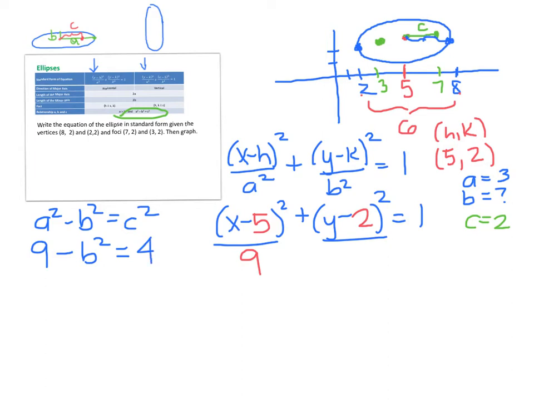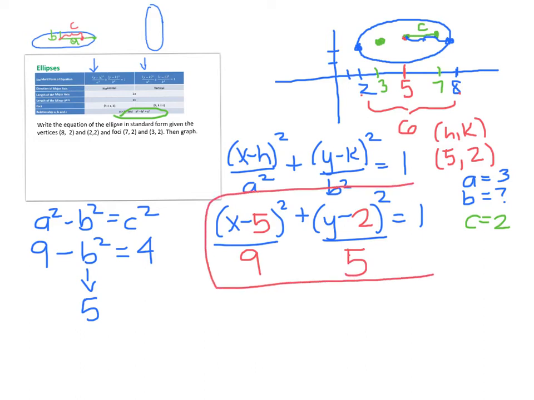So 9 minus what is 4? We know then that b squared has to equal 5. 9 minus 5 is 4. And in reality, I don't care what b actually is, because what goes here is b squared. So there is my equation, and in the process, we already have a graph. Okay?